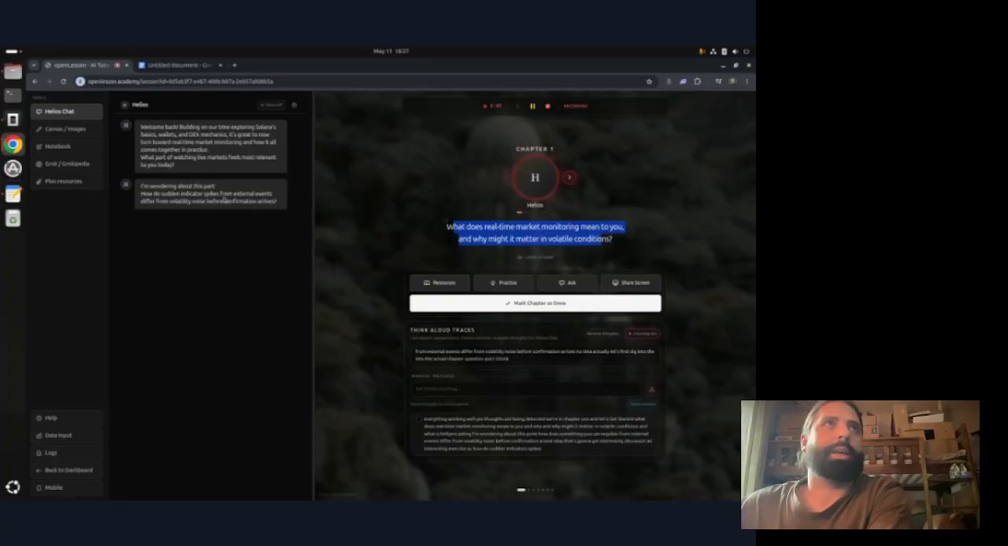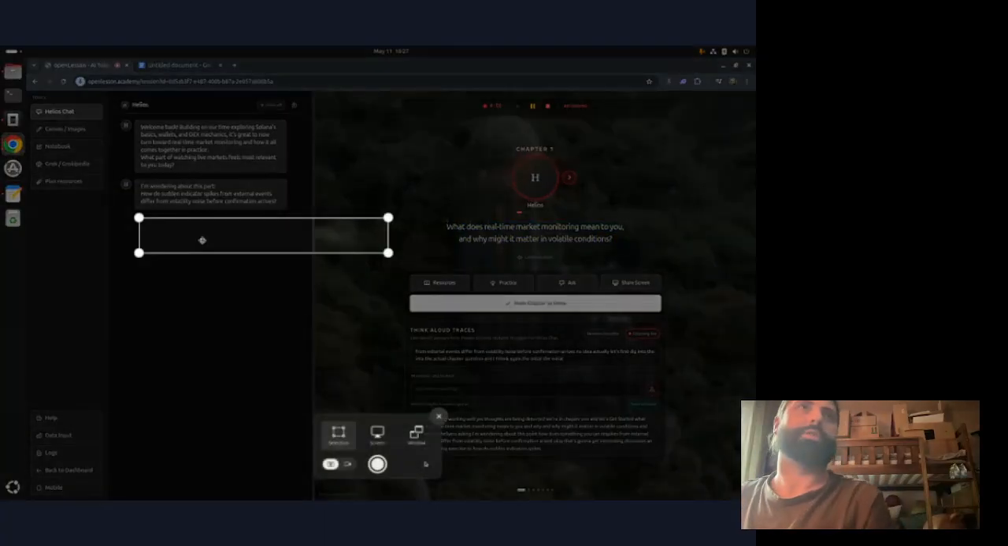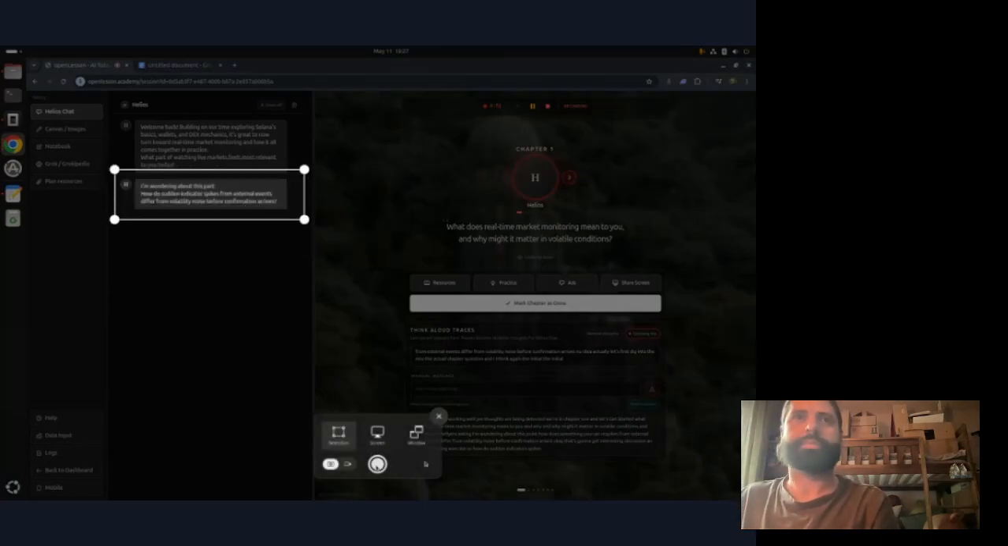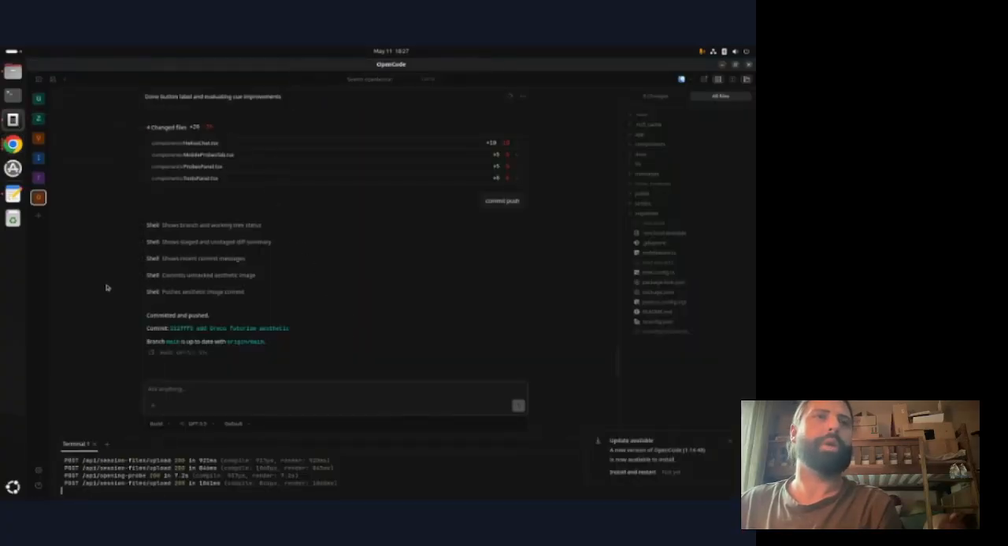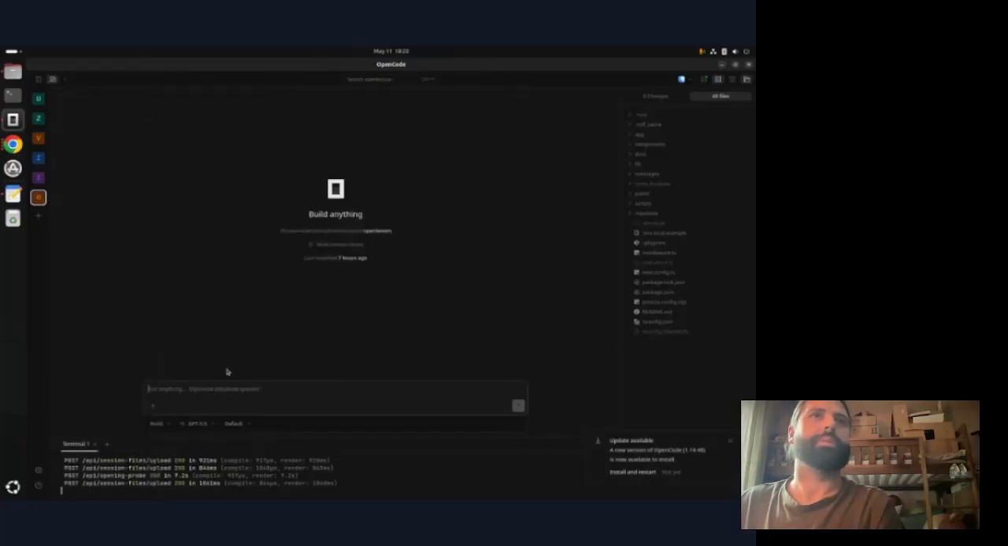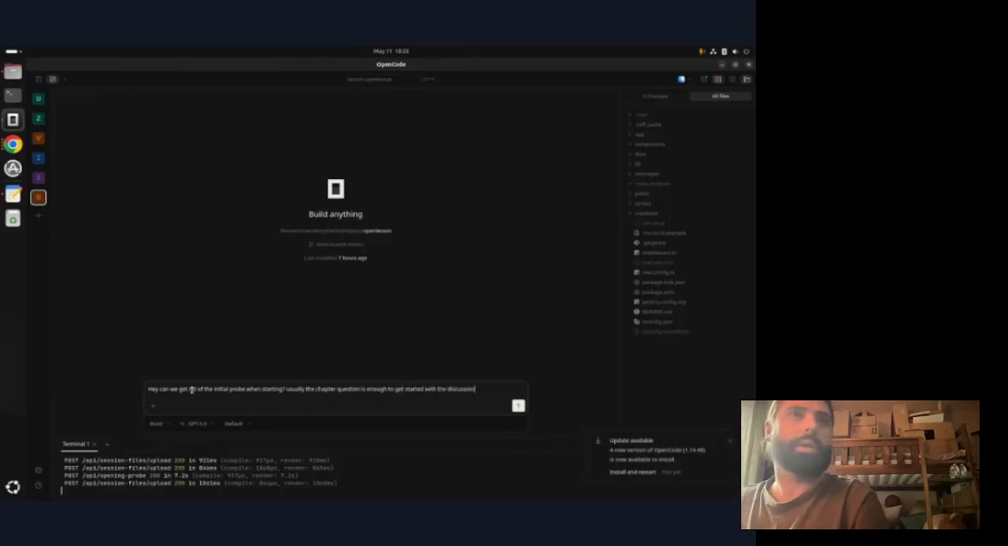And again, I think the initial probe is not necessary. This is confusing. I need to fix this. I always say I need to fix this, and I never fix it. Maybe I'll just give it a quick prompt so it works while we're doing this. Can we get rid of the initial probe when starting? Usually the chapter question is enough to get started with the discussion.